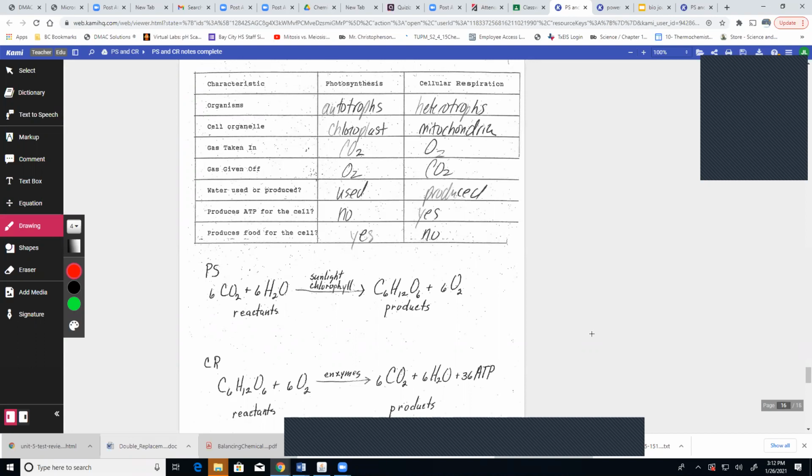And then photosynthesis does not produce ATP, it produces glucose, which is food, a carbohydrate. And then that's broken down to produce ATP. And then cellular respiration, same thing. It doesn't actually produce food. It uses the food to produce some ATP.